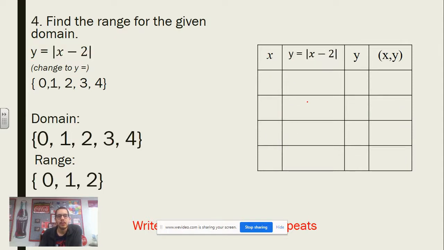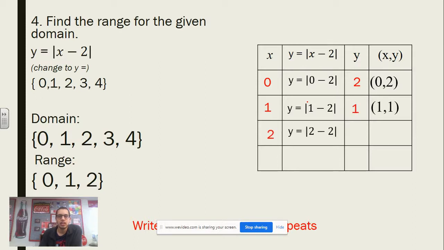Let's look at 4. So it says find the range for the given domain. So here we have an absolute value equation. So again, we're going to substitute in our values, our x values, our domain values, into the equation. Again, we're looking for y. When we substitute in that value, we get out 2, and so that first point is 0, 2. We substitute in 1, we get out 1, so 1, 1. We substitute in 2, we get out 0. And when we substitute in 3, we get out 1. And so we see that our range values here are 0, 1, and 2. Again, the 1 is repeated here, and so we do not have to write it more than once in our range. We only write it one time.